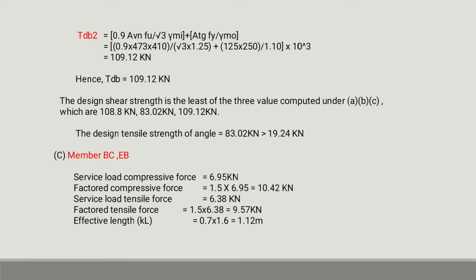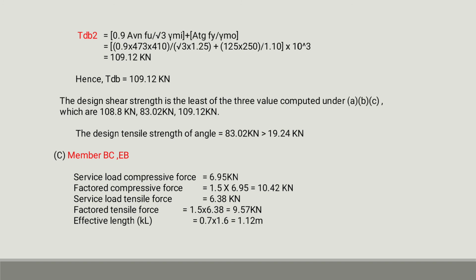So Tdb is equal to, applying all the values, you get 109.22. Hence Tdb is equal to 109.12 kilonewton. Under the three values computed, the design strength is the least value for this section. Because 108 is there, 83 point is there, then 109 is there. Take the least value, which is Tdn, 83.02. It is greater than 19.24 kilonewton. So hence safe.